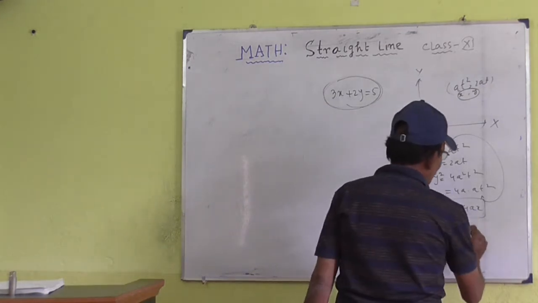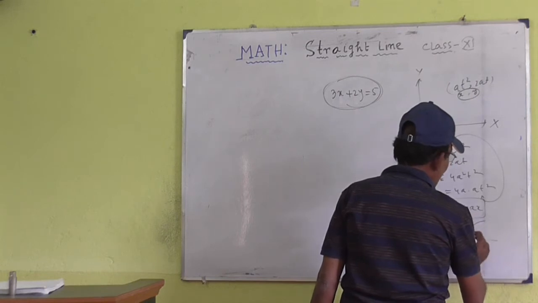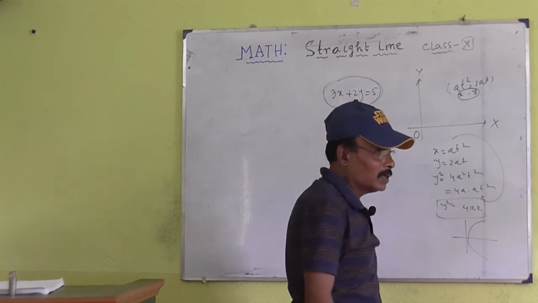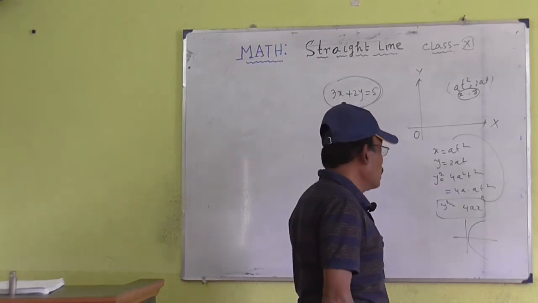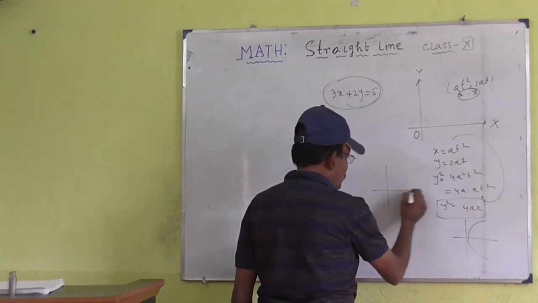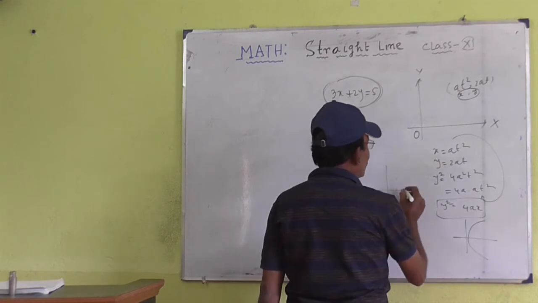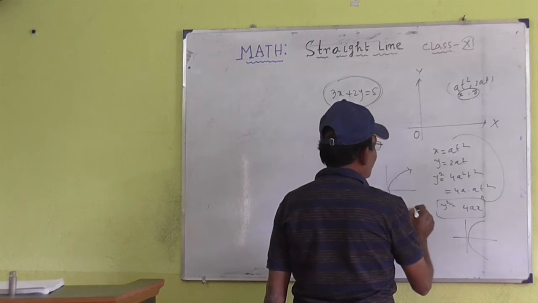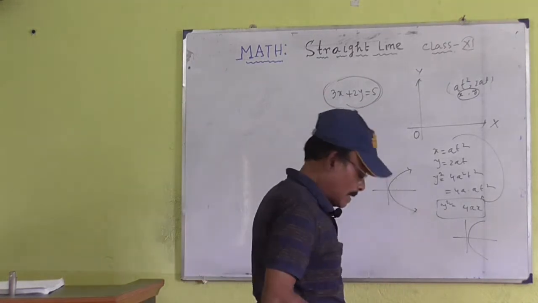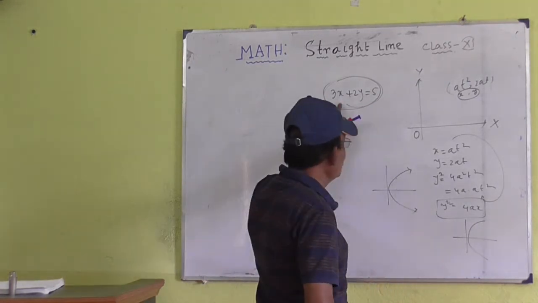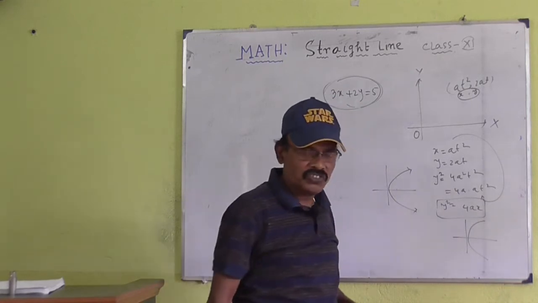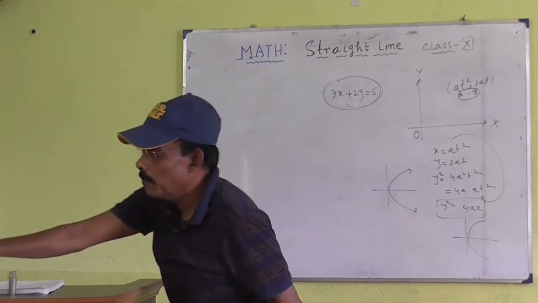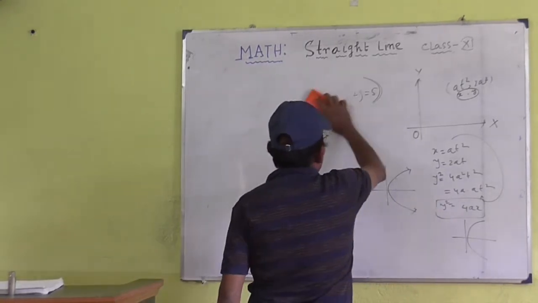Now, this picture will be like this. If we put x equal to 1, y equal to 1, x equal to 2, y equal to 2, in this way we will get this curve. Okay, that is the locus. But a first degree equation represents a straight line. Now, first I will discuss the straight line.